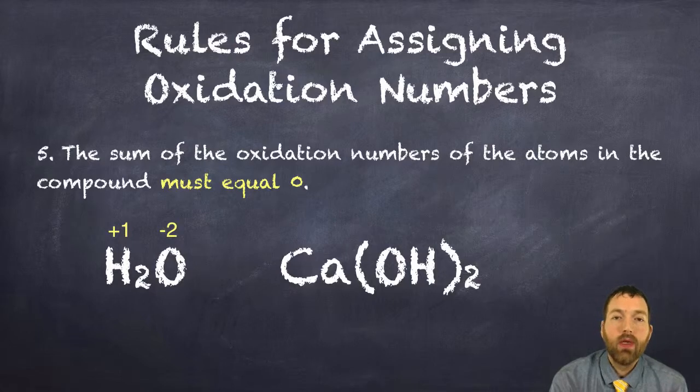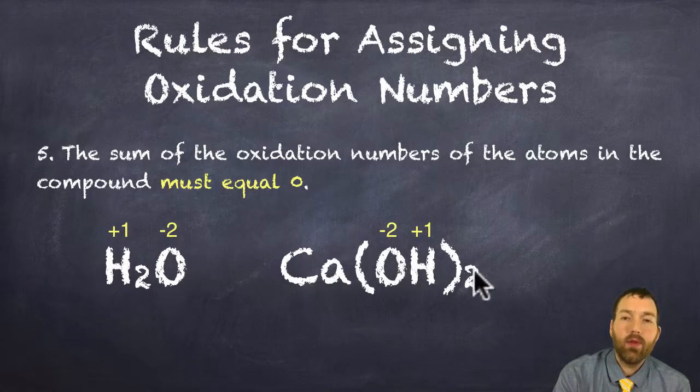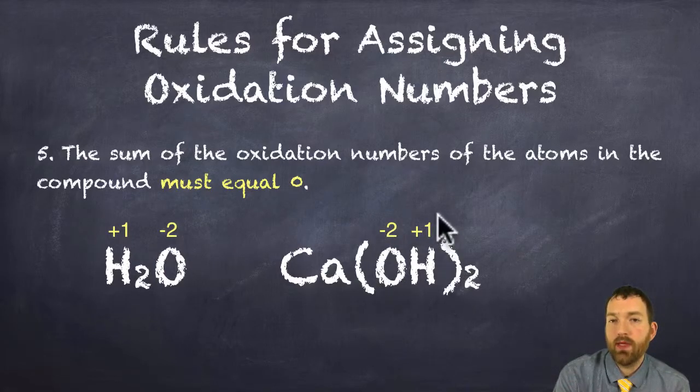Here's another one, calcium hydroxide. So let's fill in what we can, remembering some of our rules. Oxygen is always -2, hydrogen is always +1. And I have parentheses here with a little number 2. So the way this works is I add up the sum of the oxidation numbers in these parentheses. A -2 and a +1 is a -1. And I have a little 2 here.